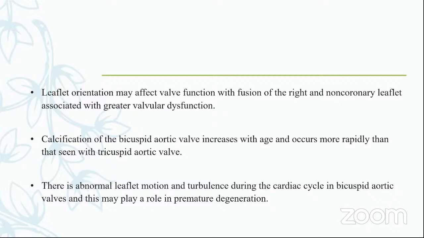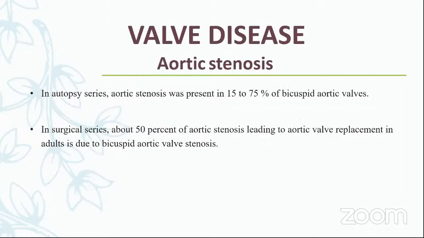Calcification of the bicuspid aortic valve increases with age and occurs more rapidly than is seen with the tricuspid valve. There is abnormal leaflet motion and turbulence during the cardiac cycle due to the architecture of the valve, and this may play a role in premature degeneration of the valve. We will start with some of the diseases of the bicuspid aortic valve.